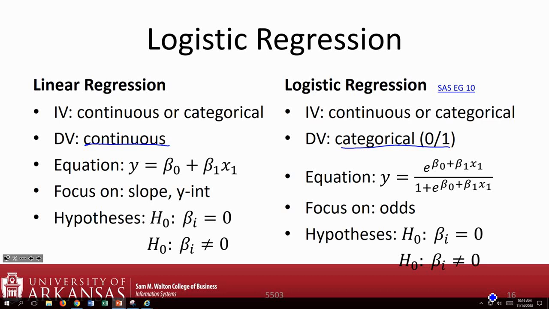The hypotheses look very similar. In terms of using the parameters, they're identical. The thing that changes is the interpretation. Is there a linear relationship? Is there a logistic relationship? But the concept stays exactly the same. There's a whole bunch of videos and tutorials if you want to know more about it.